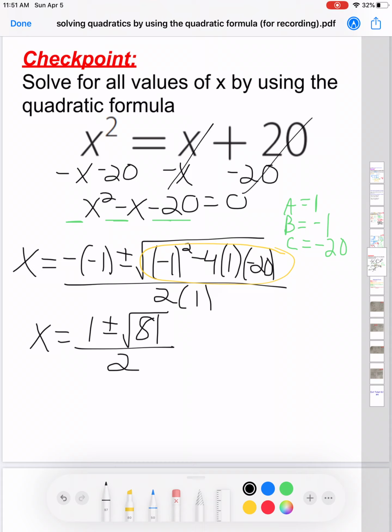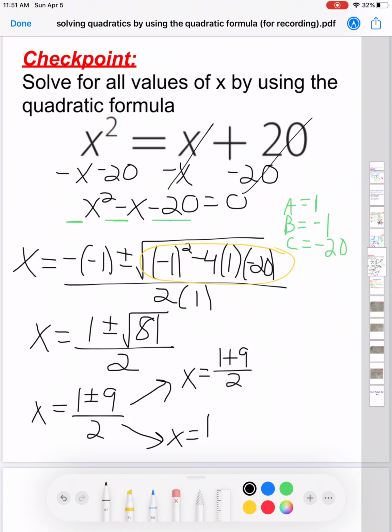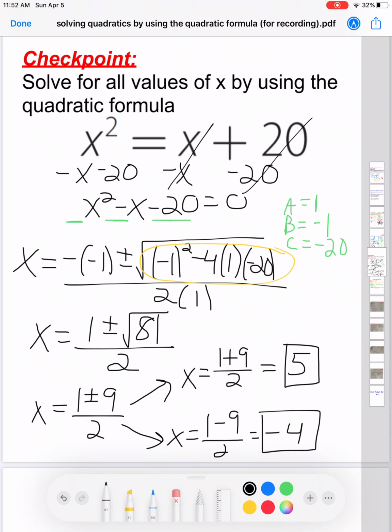Now, we know here that 81 is a perfect square. It's just equal to 9. So we're really left with x equals 1 plus or minus 9 over 2. So to get your two different answers, you should have done 1 plus 9 divided by 2 and 1 minus 9 divided by 2. 1 plus 9 is 10. 10 divided by 2 is 5. So your first answer should have been 5. 1 minus 9 is negative 8. Negative 8 divided by 2 is negative 4. So your two answers for this equation should have been 5 and negative 4.